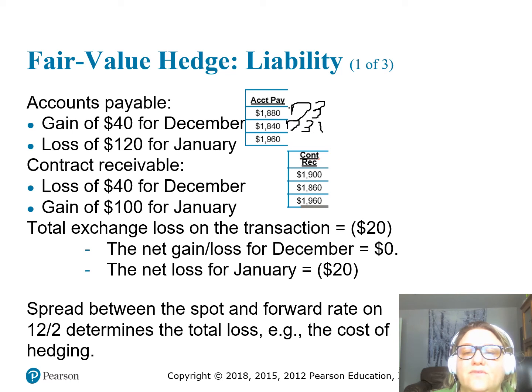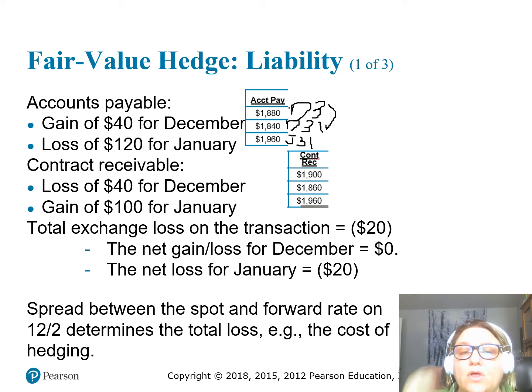Mouse drawing with the fingers. And then this is our January 31 date for 1960, just so you can see how this lines up. Okay, so from December 3rd to December 31st, from here to here, our accounts payable actually went down.